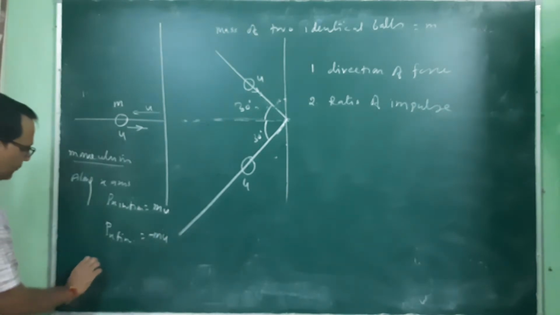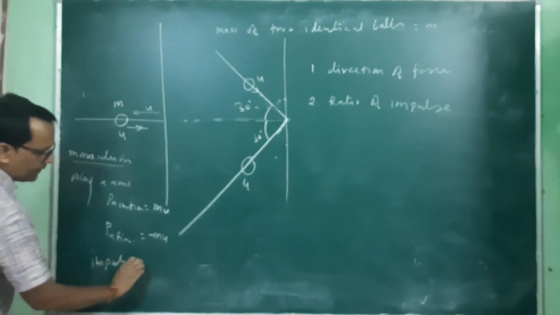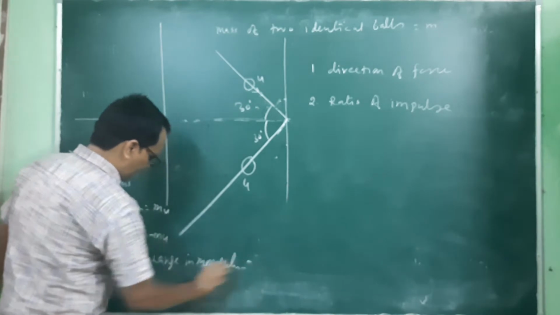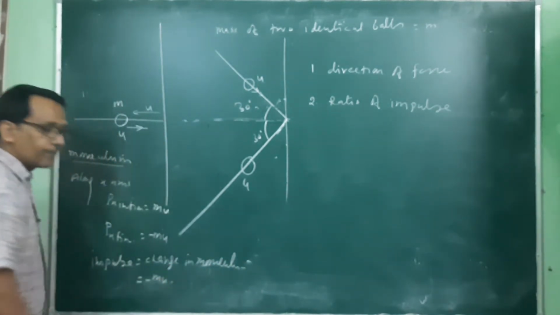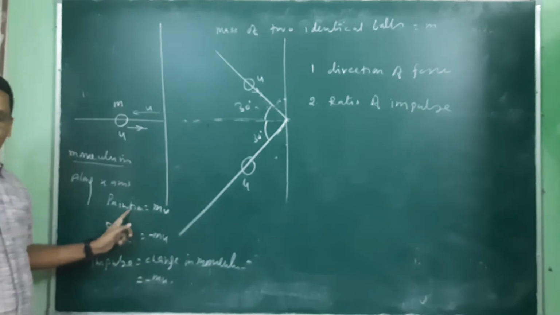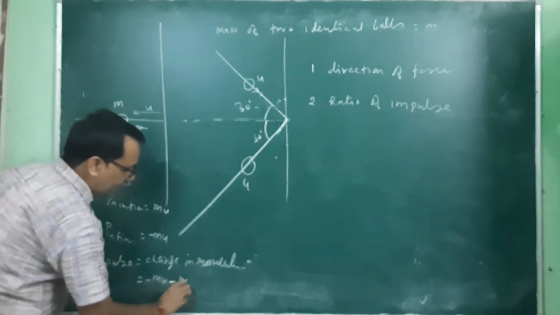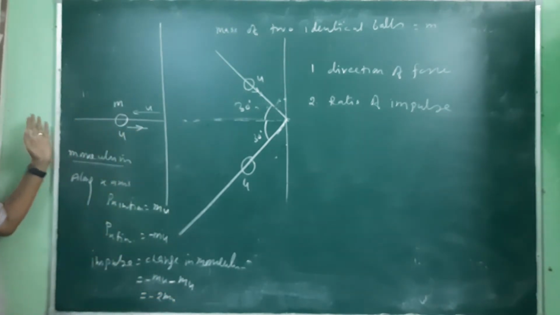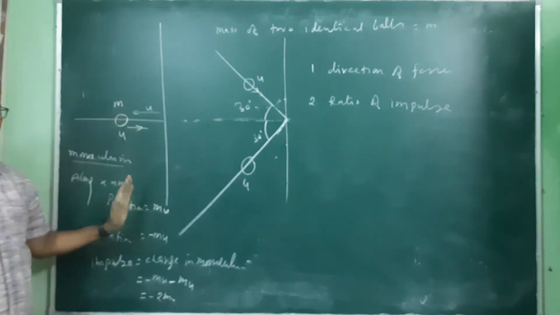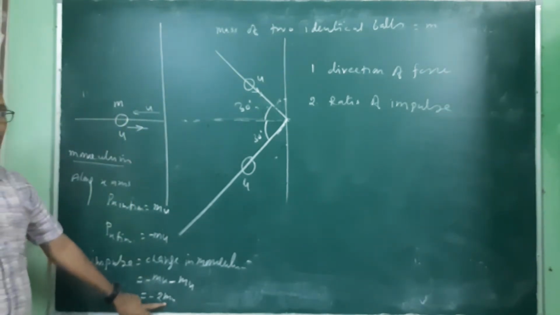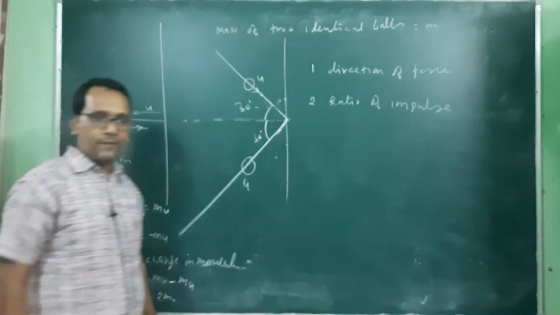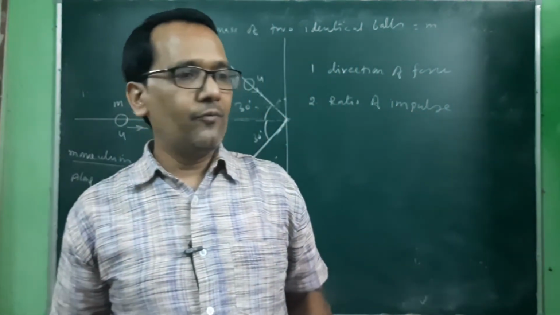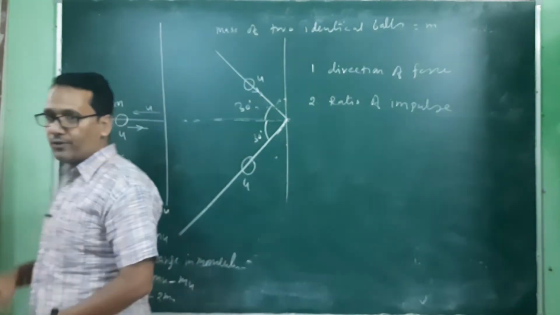So the impulse is equal to change in momentum. The final momentum is minus mu, and the initial momentum is mu, so the change is minus 2 mu, along the x-axis only. There is no y component in this case. So the impulse is minus 2 mu, and the force is normal to this surface, because the direction of impulse is always equal to the direction of force. So in this case, the direction of force is also normal.